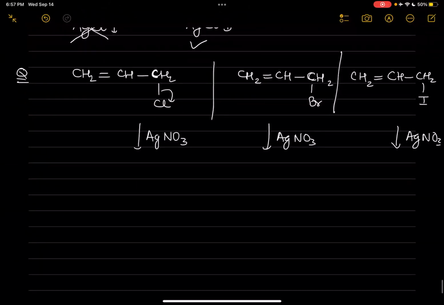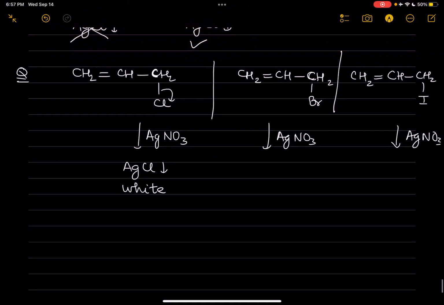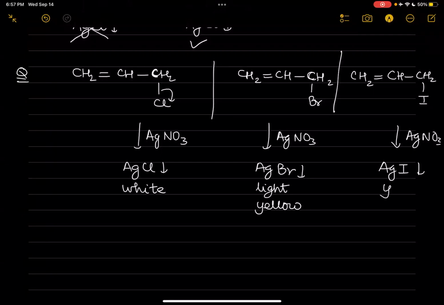Okay, so Cl is going to come out, and you are going to form a precipitate of AgCl. This is white, and this is AgBr. What's the color of AgBr? And this is AgI. Light yellow, pale yellow, and this is yellow.